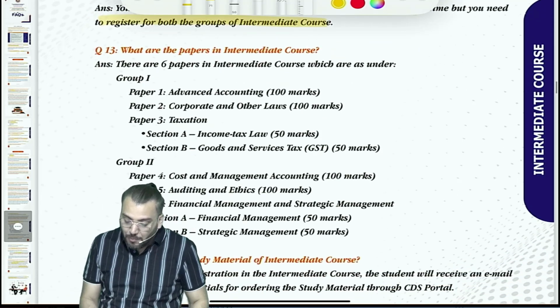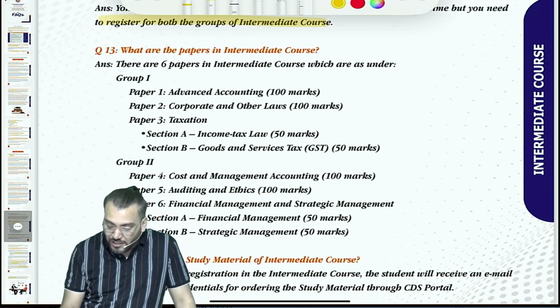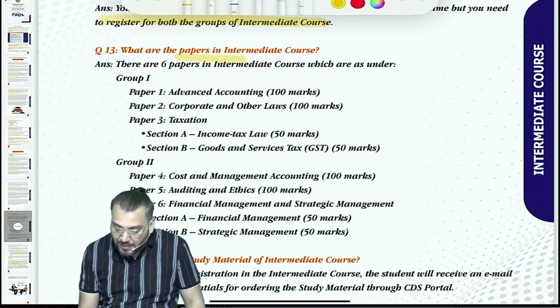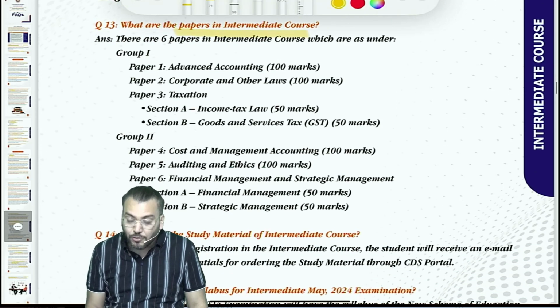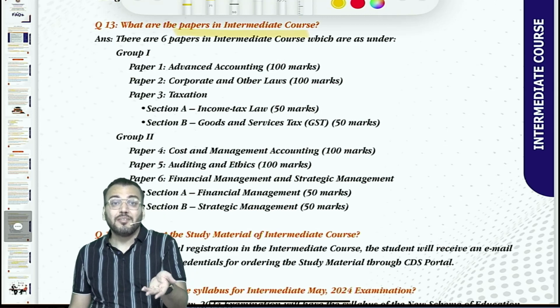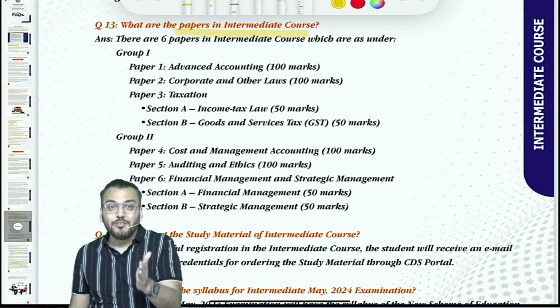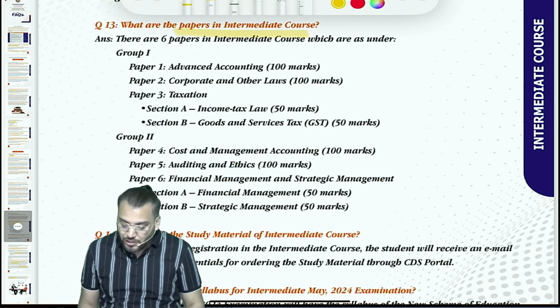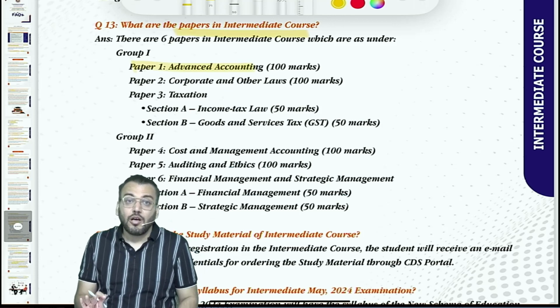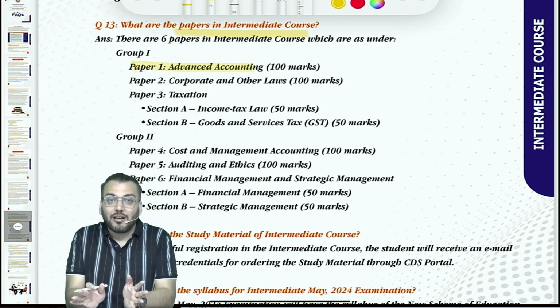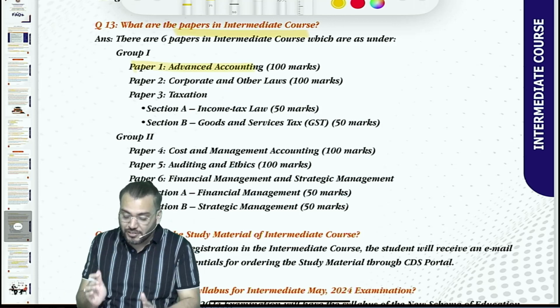Yes, sir. Now about the papers. So of course there are some changes in the papers. What are the papers under the intermediate course? You can see group 1, group 2. Initially, previously, there were 8 papers. Now the 8 papers have been reduced to 6 papers. So you can see paper 1 is advanced accounting. Now there is no accounting, all is advanced accounting, a 100 marks paper.